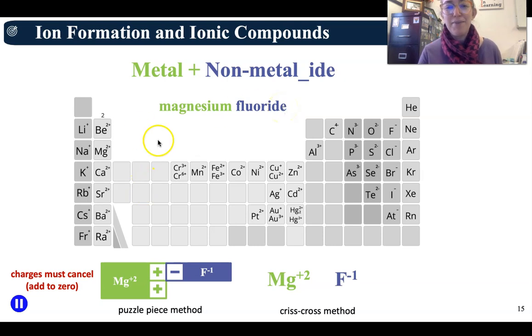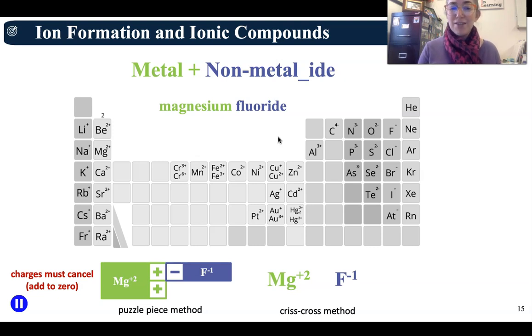So magnesium and fluorine, when they form ions and come together, form magnesium fluoride. Now, magnesium has a 2+ charge, and fluorine has a 1- charge. And so when we put them together to make magnesium fluoride, we need those charges to cancel out. Magnesium fluoride is not charged. Ionic compounds are neutral.